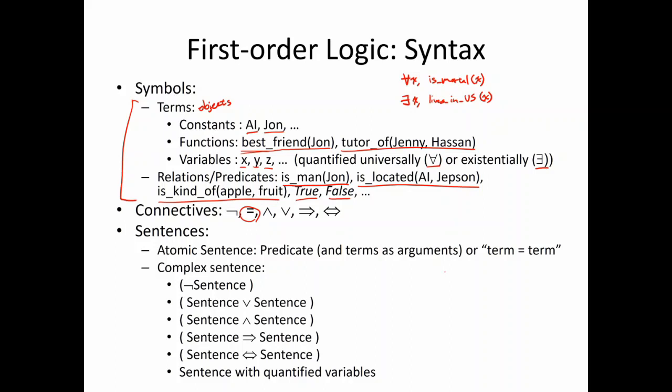Sentences can be made up of predicates. Each predicate takes on some number of arguments, so you have to provide the arguments. Or you can also create a sentence by stating that term equals term. So something like best friend of John equals Sam. And then you can do the usual things with sentences to create complex sentences.